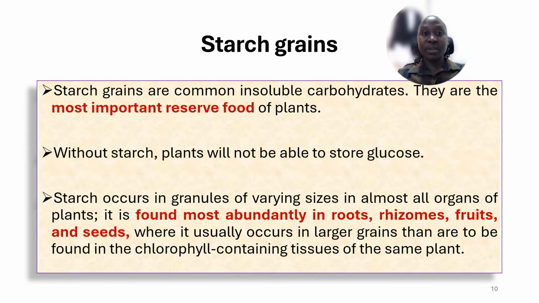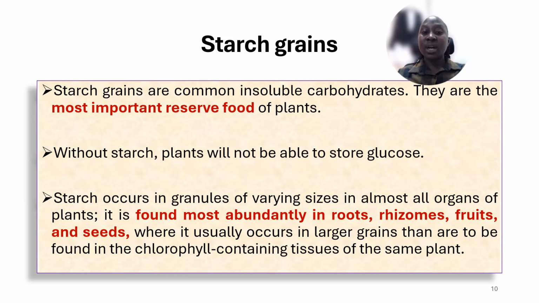Starch grains are common insoluble carbohydrates, and they are the most important reserve food of plants. This is the readily available form of carbohydrates in plants. So without starch, plants will not be able to store glucose.